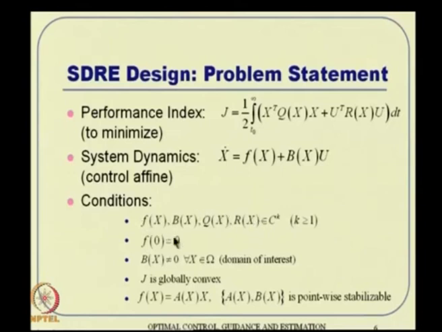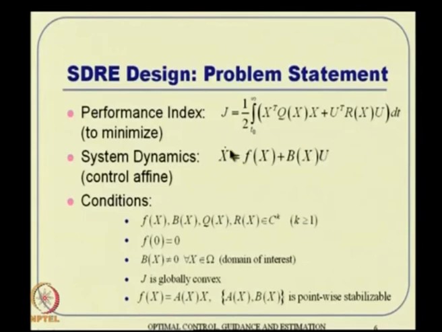In addition to that, you must also have f of 0 equal to 0. Remember, the whole idea here is to minimize the deviation, that is, take x to 0. And once x goes to 0, then x dot should also go to 0, because x goes to 0 asymptotically. And in that situation, u should also go to 0.